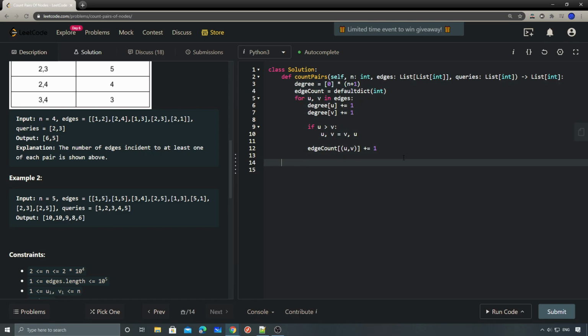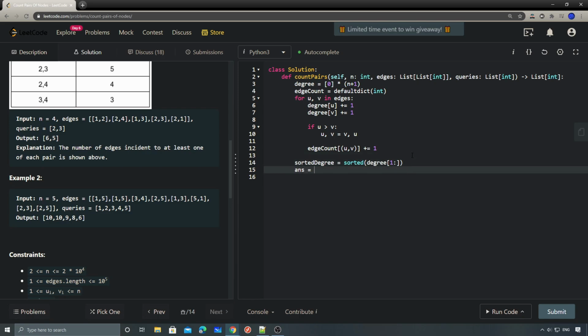And then another one is that we also want to sort the degrees here, right? So I'm going to have a sorted degree here. Sorted degree is going to be the sorted of the degree starting from 1, right? Because the 0 is not useful. Only 1 to n is useful to us. And now we have the answer.